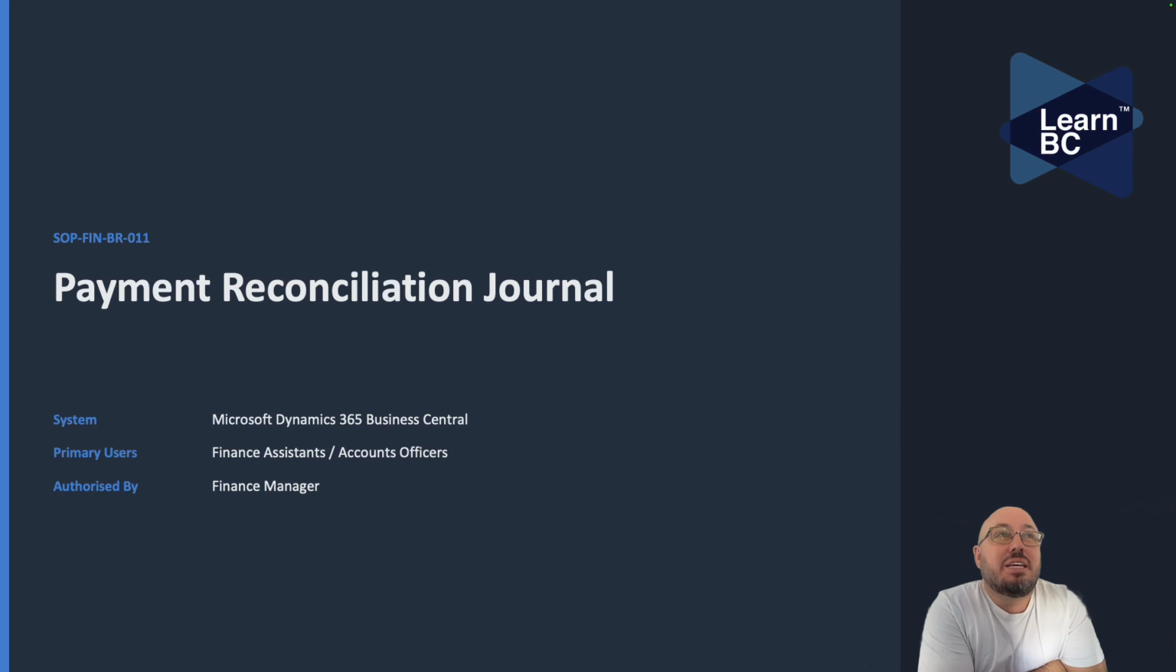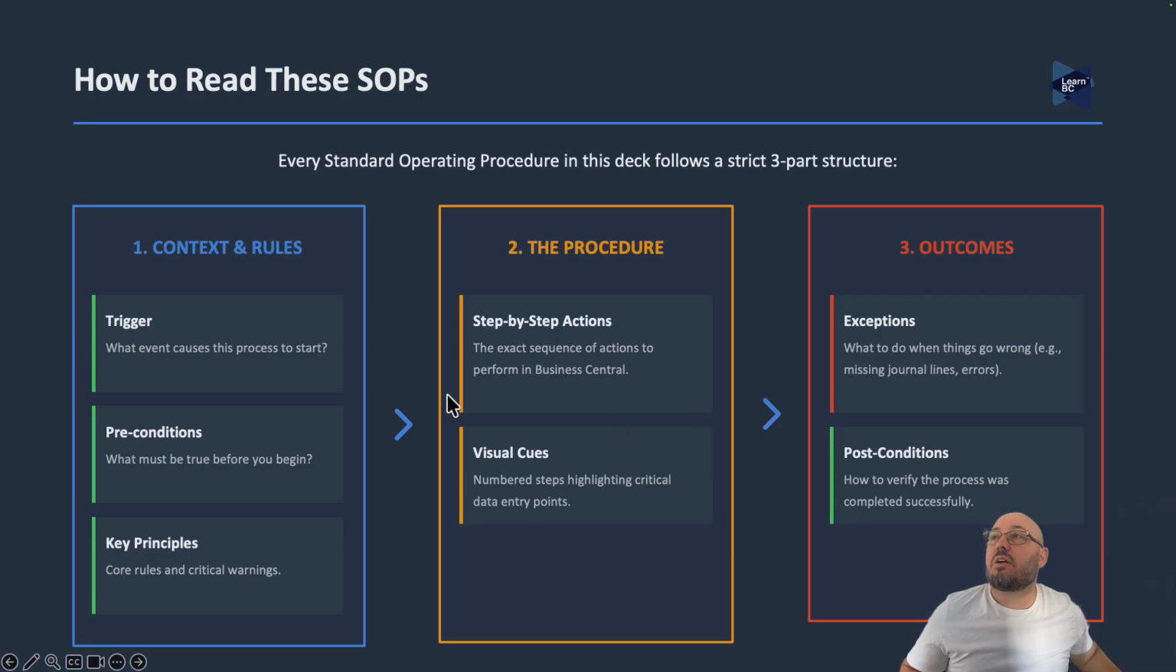We're talking about SOP 11, the Payment Reconciliation Journal. And like all of our videos, we like to talk through the context and rules, trigger, preconditions, key principles. We're talking about the procedure, and I'll step you through it in the end of the video. The outcomes itself, the exceptions, and the post conditions.